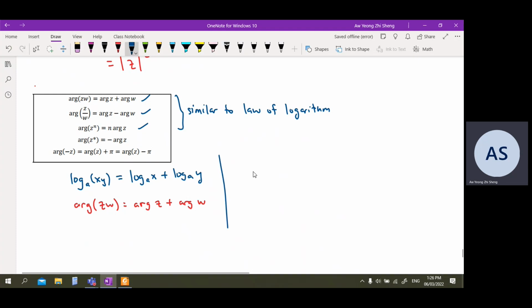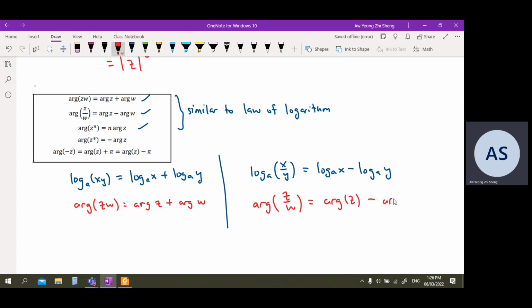Right, so similarly, if you have log base a of x over y, log can split a division into subtraction. So log base a of x minus log base a of y. Okay, so similarly here for argument of z over w, we have argument of z minus argument of w. Okay, so this gives you the second property in the table.